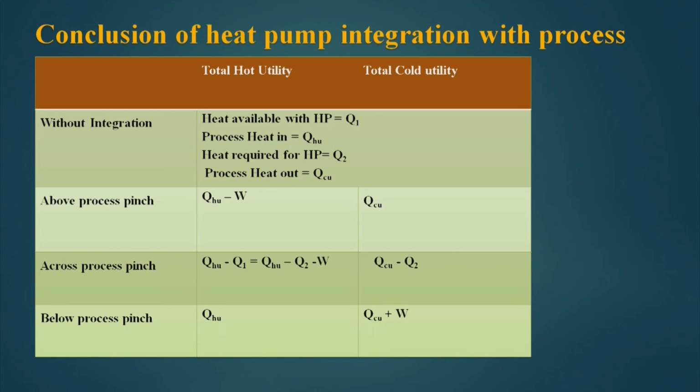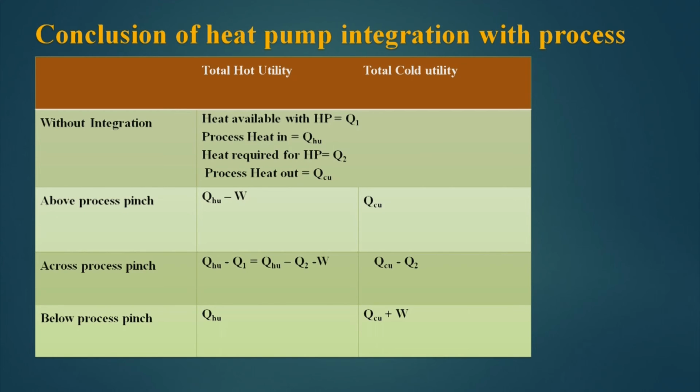However, we are utilizing W power to pump the heat Q2 from a lower temperature and rejecting it with Q1 at a higher temperature. So, practically no gain, because we are investing W work and we are reducing the heat by W. So, no gain.